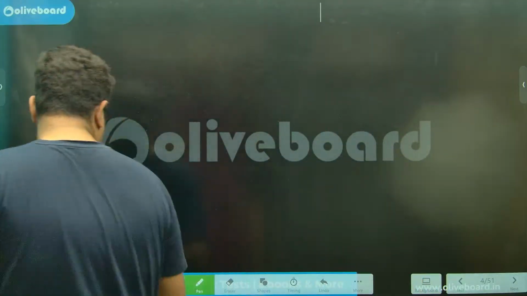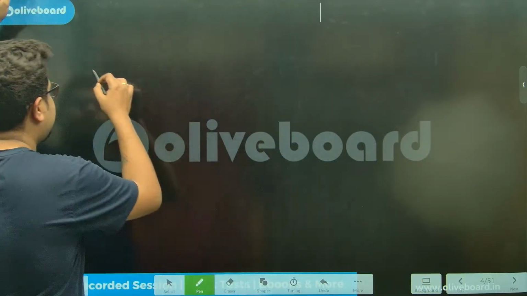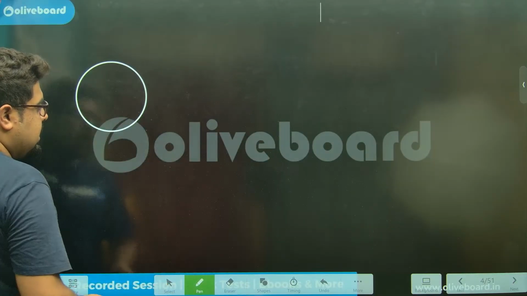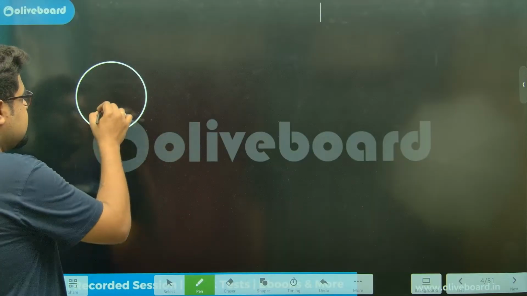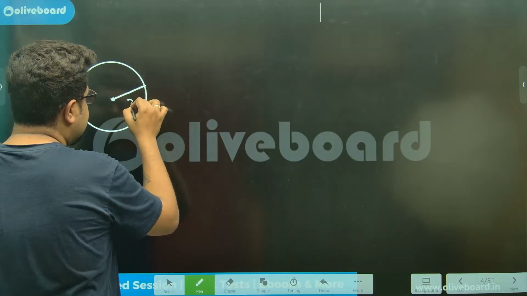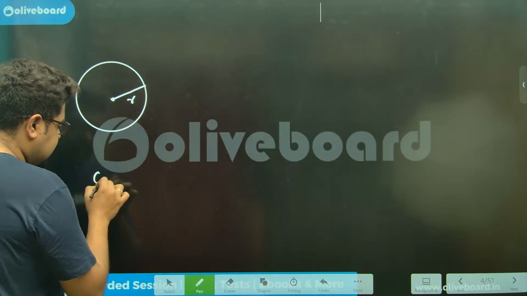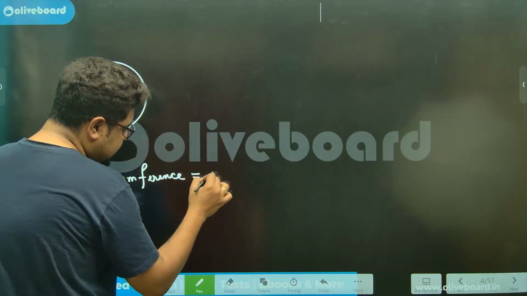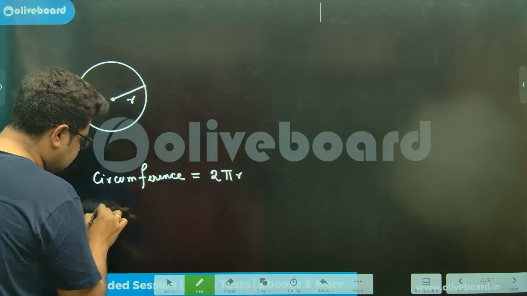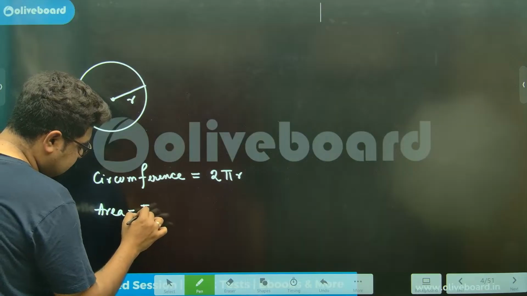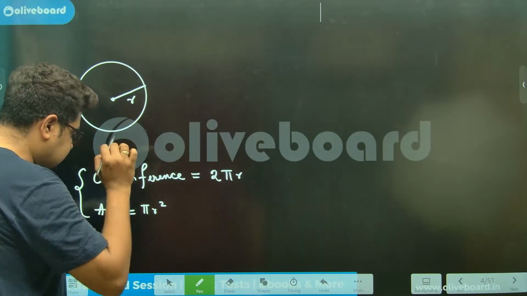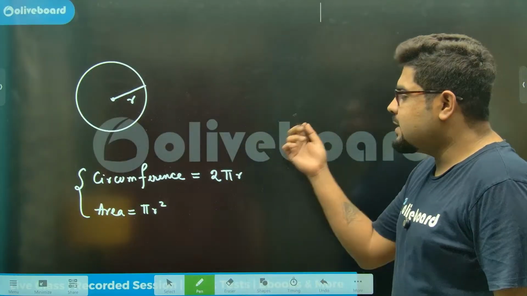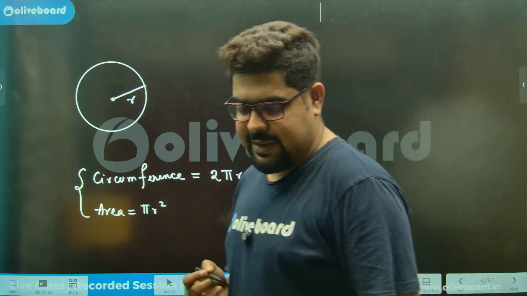So first of all, if I take any circle for example, let's say this one. There is only one dimension to a circle, that is radius. The perimeter, in case of a circle, we call circumference. Circumference of this circle is always 2 pi r, and the area of this circle is pi r square. But again, SSC CGL is not going to ask you questions like this. Don't expect these easy questions. If you get them, consider yourself lucky.